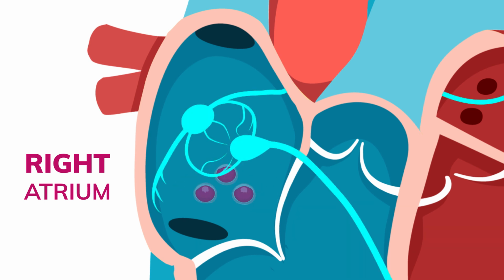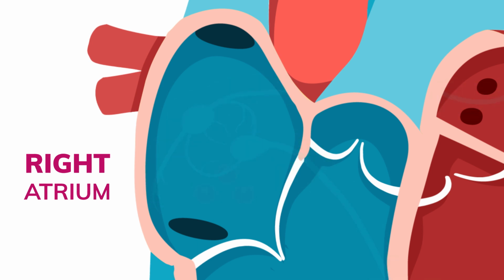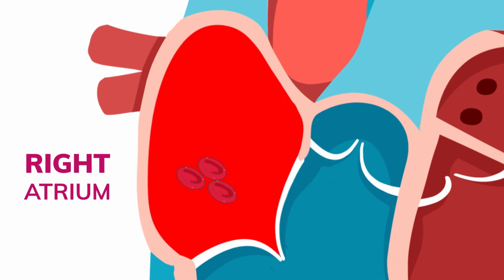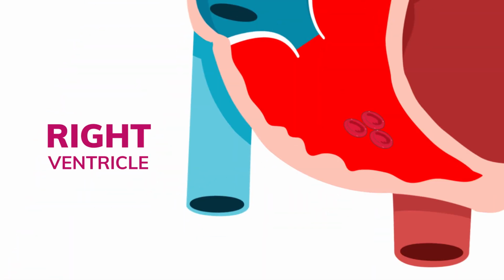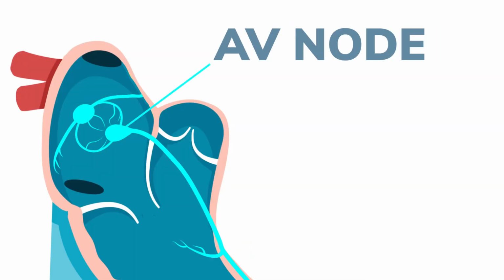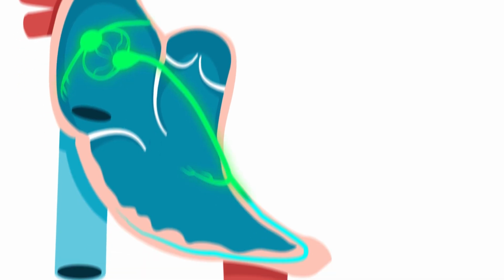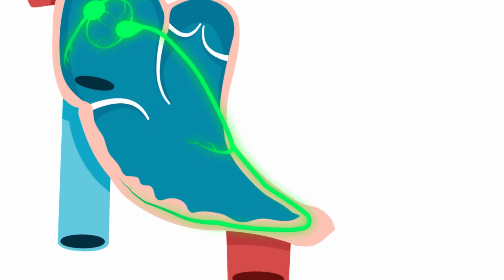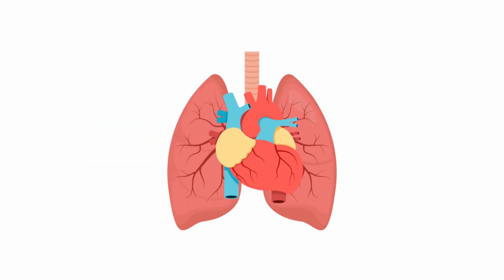Each electrical impulse creates an electrical wave that moves through the atria. This electrical wave activates the atria to contract and squeeze blood through valves into the ventricles. The electrical wave then travels to the ventricles down a main nerve that connects the atria to the ventricles. This nerve is known as the AV node. The electrical wave then reaches the ventricles, thereby activating them to contract and pump blood to the lungs and the body.